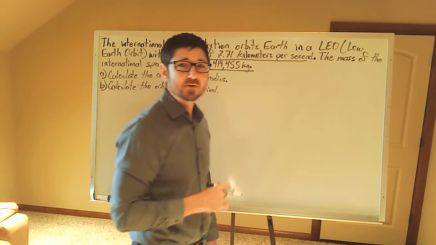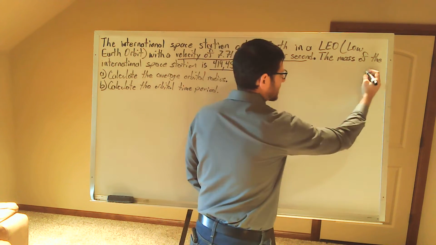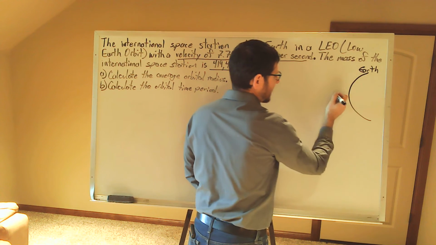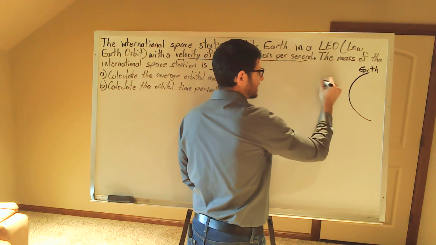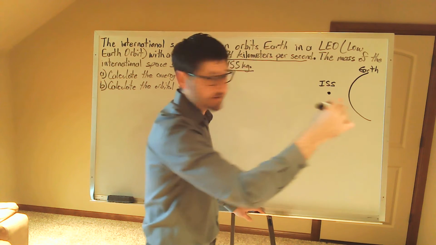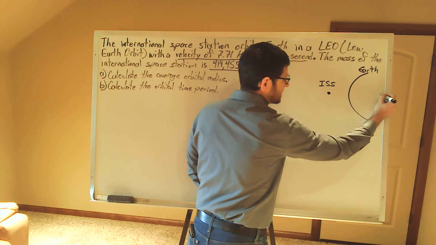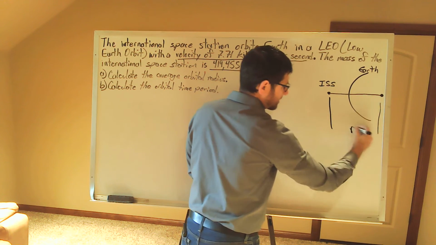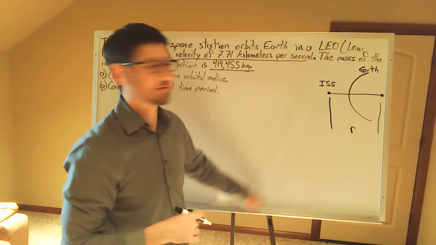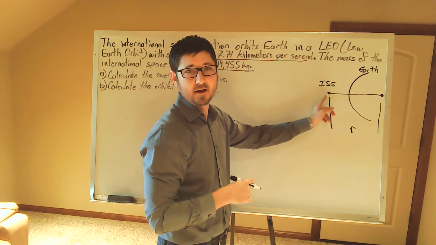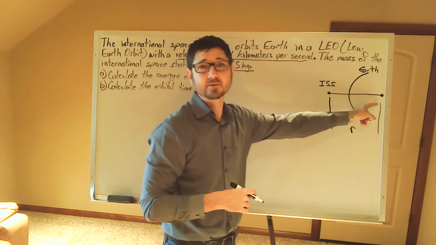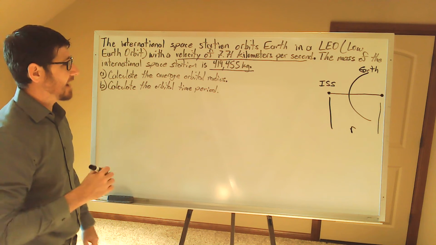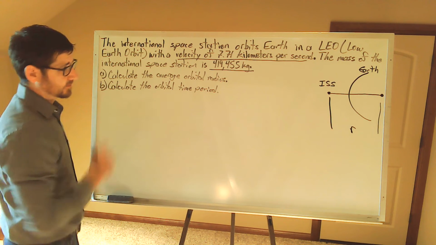So let's go ahead and draw a picture. Let's say this is the Earth, and we have the International Space Station right here. I'll just label it ISS, and we have a distance identified by R, and this distance is center to center. It's the center of the International Space Station to the center of the Earth. So part A, calculate the average orbital radius of the International Space Station.